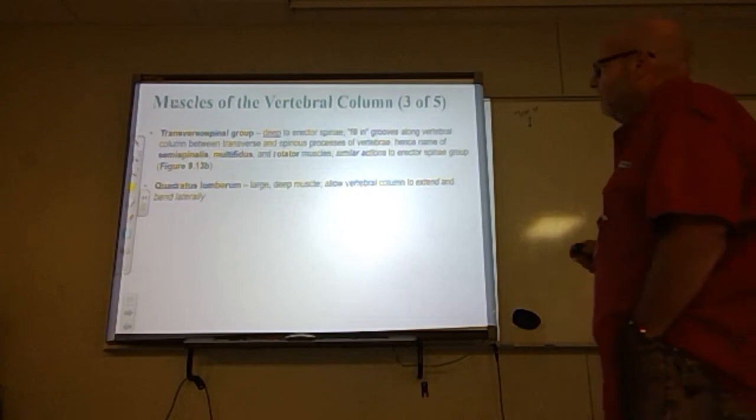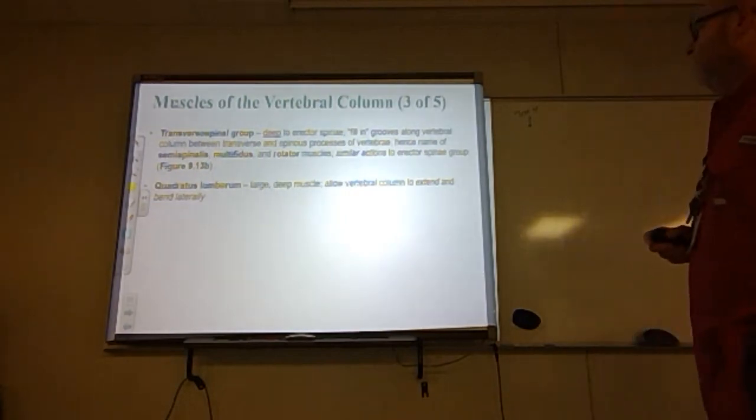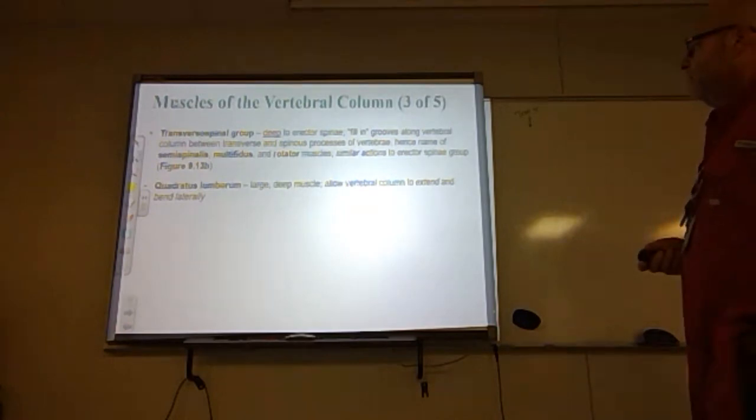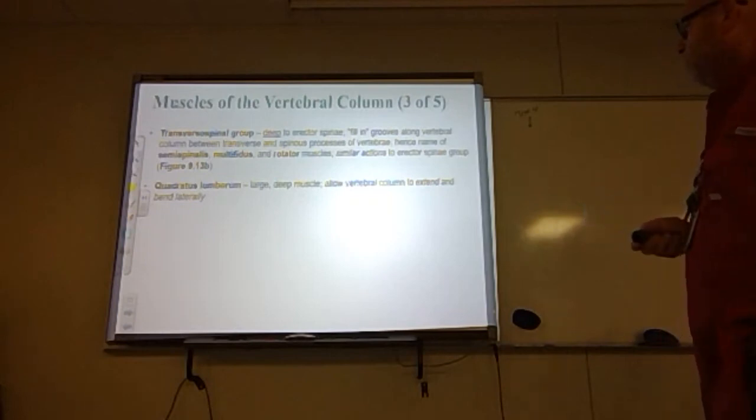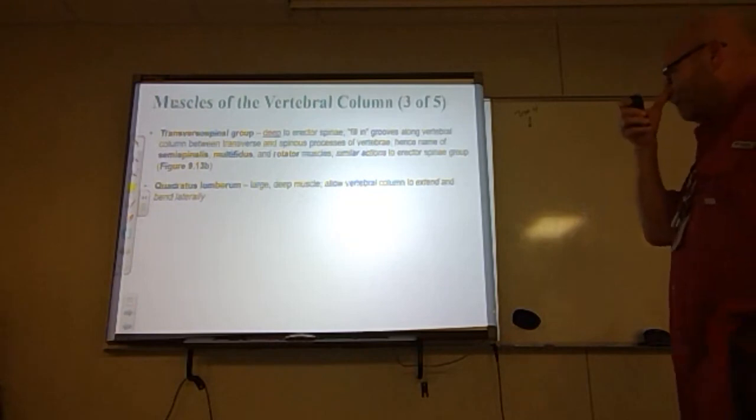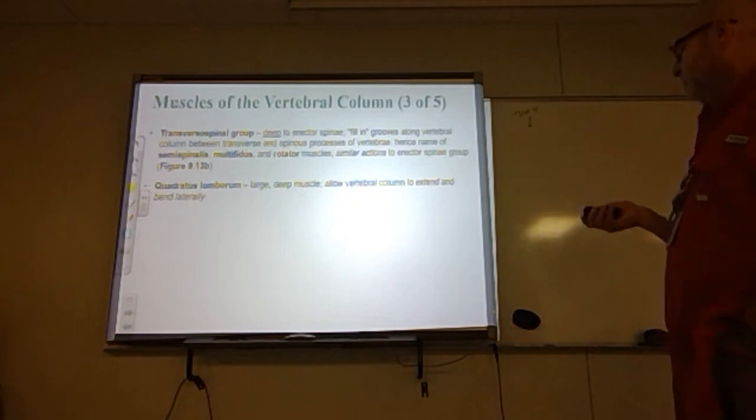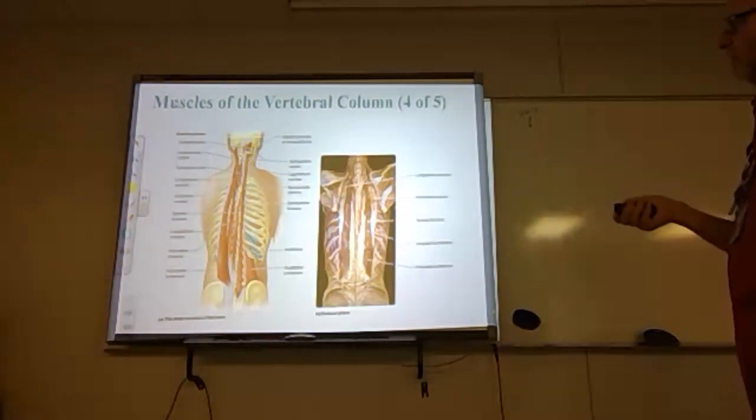The transversospinal group are deep to the erector spinae muscles. They fill in the grooves along the vertebral column between the transverse and spinous processes, hence the names. They're similar in action to the erector spinae group. And then finally, the quadratus lumborum is a large, deep muscle which allows the vertebral column to extend and bend laterally. And then there is the figure of all the different muscles of the spine.